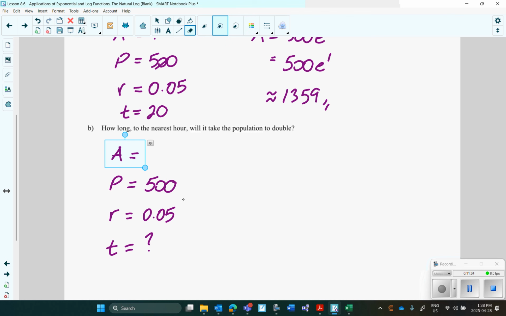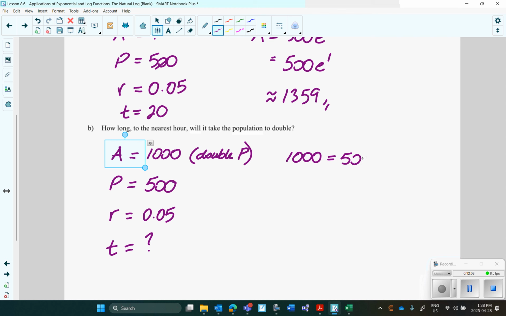It would have to be 1,000, right? Because we're trying to find how long it takes to double. How long does it take to go from 500 to double that? So now when we set it up, we're going to get an exponential equation. So 1,000 equals 500 e to the 0.05 times t.